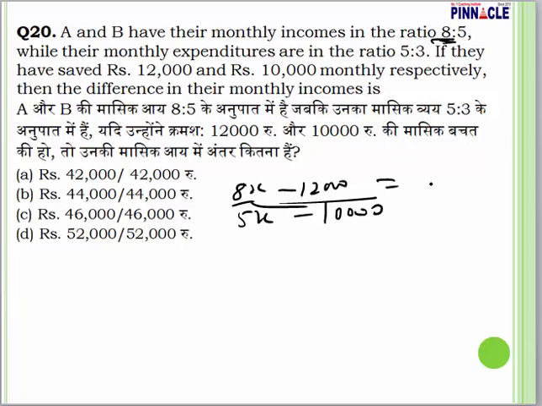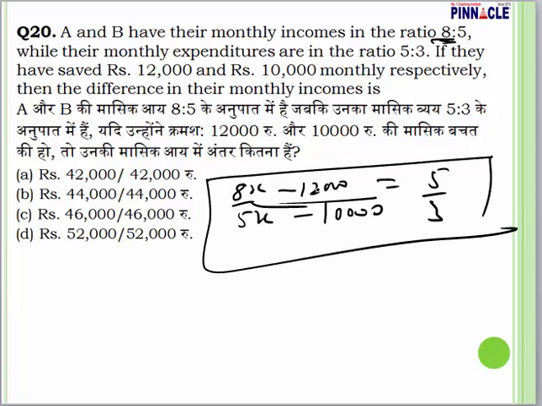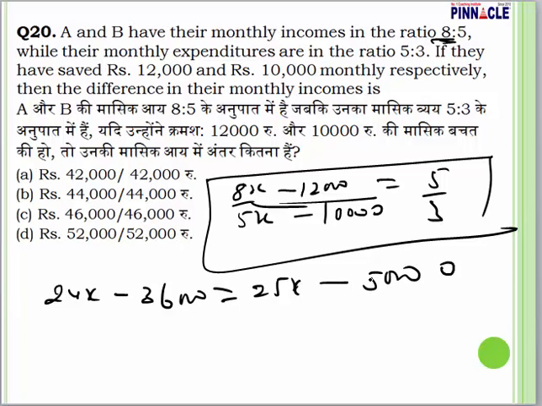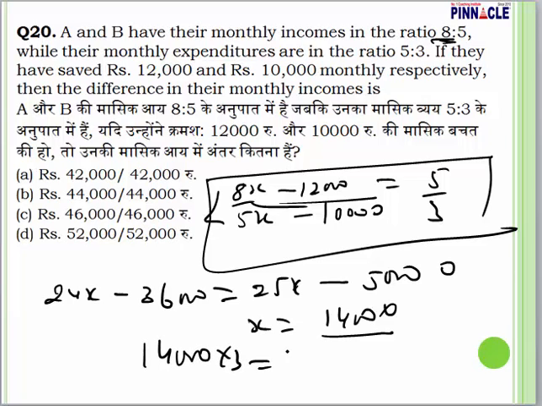So this is the question. Income minus saving, that is expenditure, which is in the ratio 5 to 3. So this should be equal to 24x minus 36,000 is equal to 25x minus 50,000. So x is equal to 14,000. What is the question? The difference in their income. The difference in their income is 3x, that is 14,000 into 3, that is 42,000. That is the difference in their income, so the answer is A.